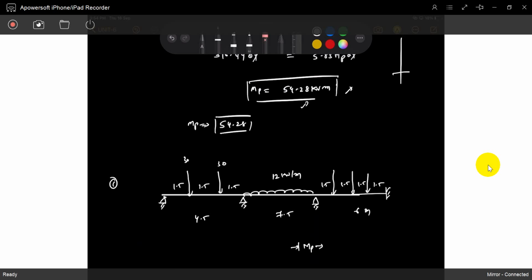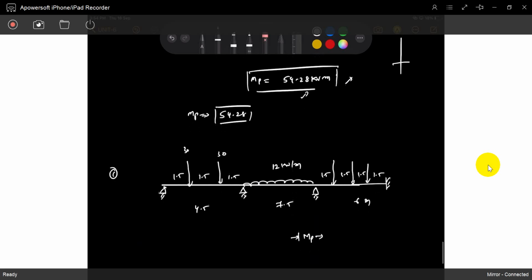The figure shows a continuous beam subjected to a collapse load system. If the beam has a uniform section, meaning same cross section, same dimensions, find the plastic moment capacity required for the beam. Required. Okay, can you calculate?